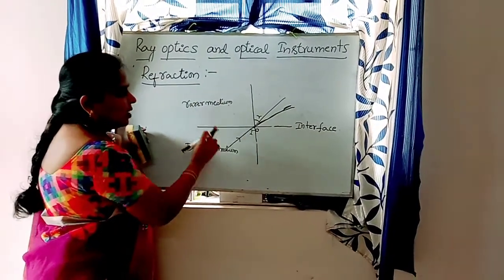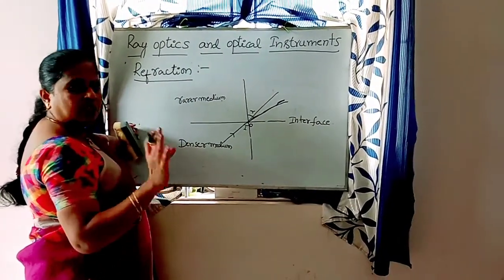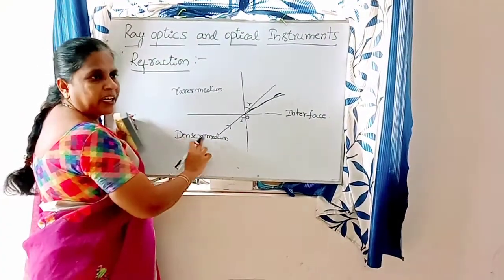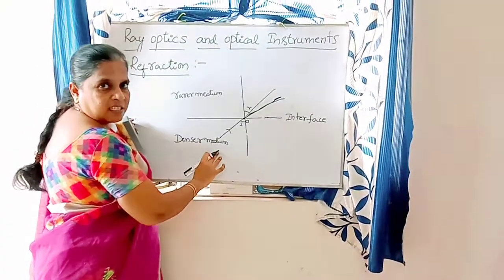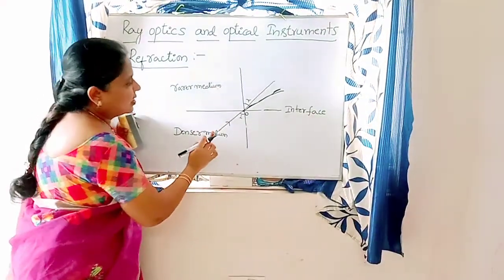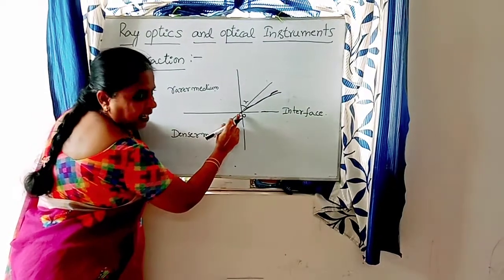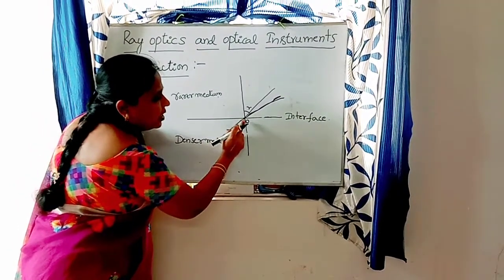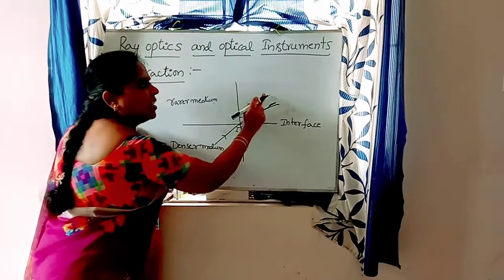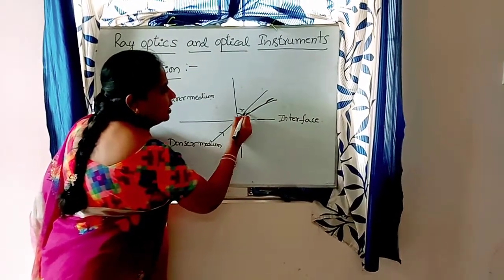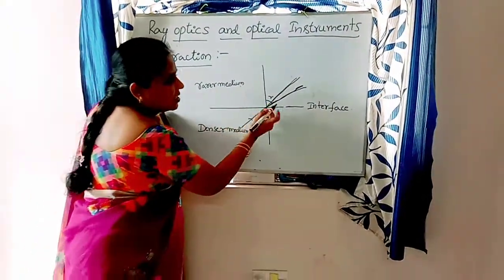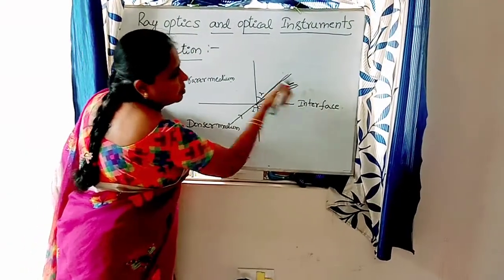So understand? Here we take two mediums, denser medium and rarer medium. Denser medium may be water or glass. Rarer medium may be air. Here this is one light ray and it is incident at point O. After that it does not travel in a straight line, but it is bending like this.